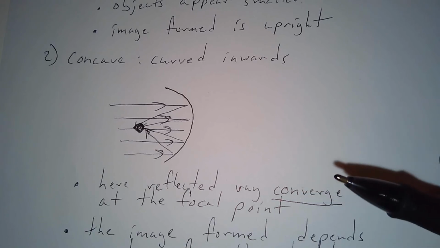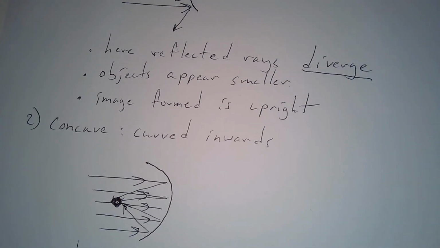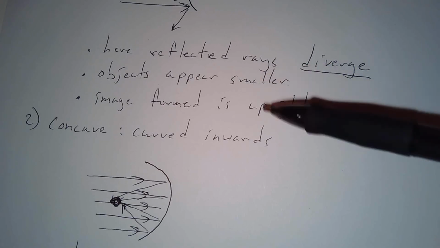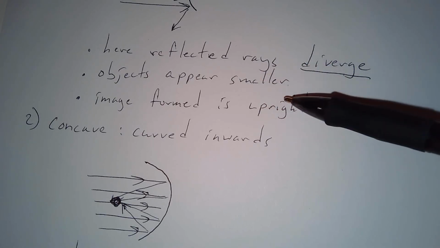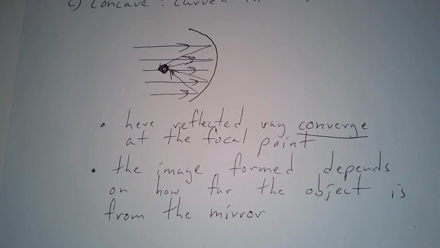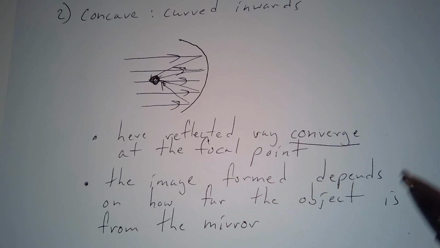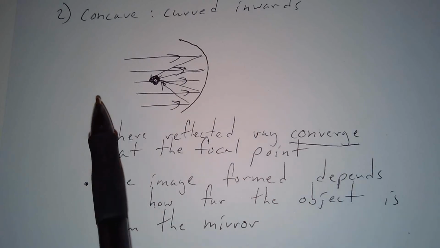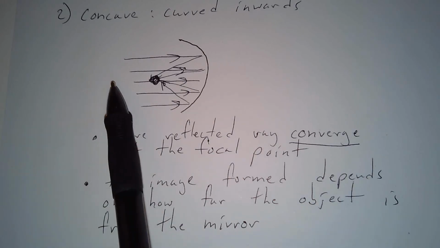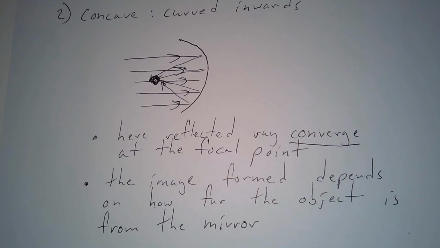Now, the image formed. With the last one, the object always appears smaller and the image formed is always upright. That's true regardless of where you are relative to the mirror. For the concave mirror, it's more complicated. Here, the image formed depends on how far the object is from the mirror. The orientation, upright or inverted, and the size, bigger or smaller, all depend on where you are from the mirror. Are you far away from the mirror? Are you closer to the mirror? That's going to dictate what type of image is formed.